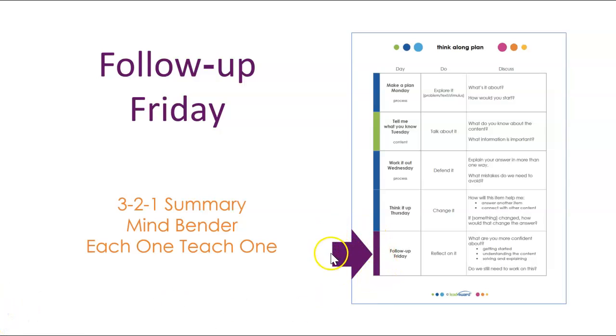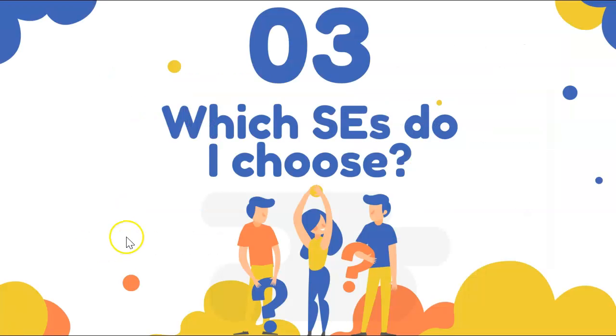Just a reminder, the purple in this plan equals formative assessment. Blue, process; green, content; blue, process; purple, formative assessment. Section 3, which SCs do I choose?